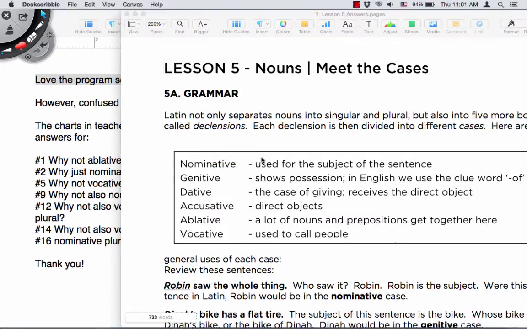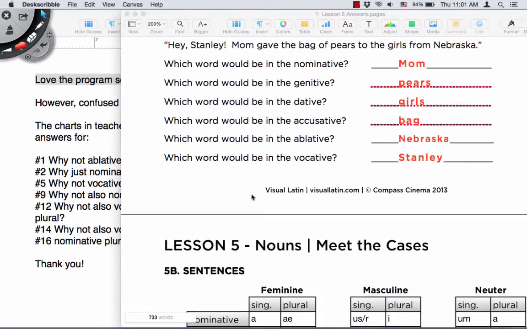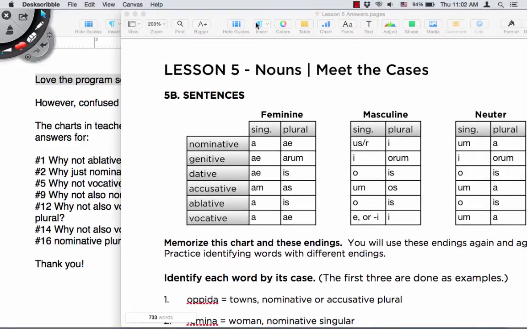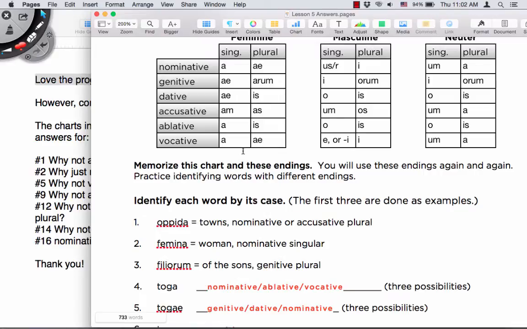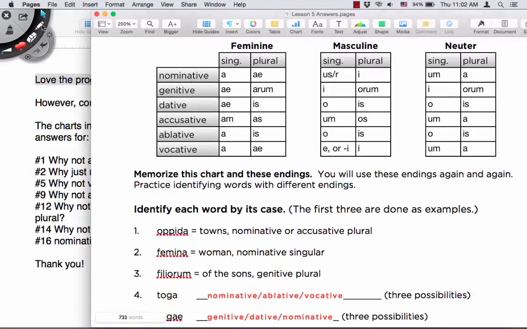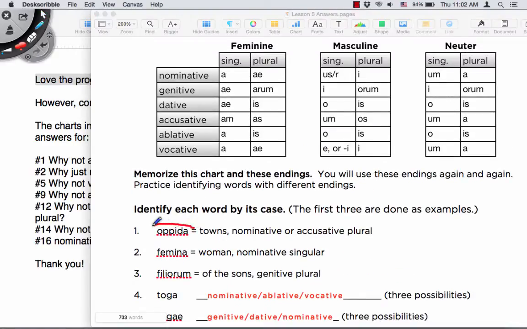In lesson 5, Meet the Cases, we go through the complicated Latin cases: nominative, genitive, dative, accusative, and ablative, and we kind of learned what they're all for. In the first question, we have this example, and I think this is the one she's referring to. We have oppida, which means towns. Now, in the nominative, the word for town is oppidum. That leaves oppida for the plural. So if we want to say towns in Latin, we say oppida.